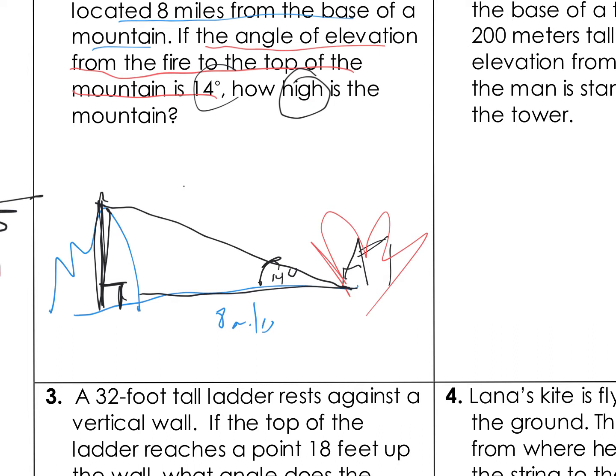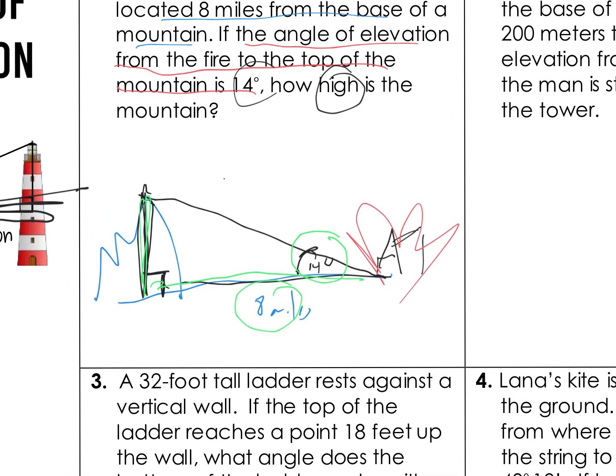Now look at that right triangle. I have a side of the triangle, 8. I have an angle of 14 degrees, and I have an unknown height of the mountain. I'm going to call it H. All I need is 3 things to work with, as long as only one of those is unknown. Let me ask you the question. What trig function would use that angle, this side of the triangle, and this side of the triangle?